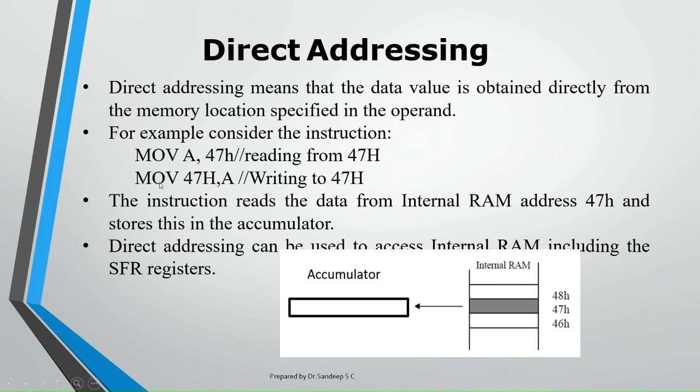Similarly, we can use an address as a destination also, that is to write to the memory location. Here the content of the accumulator is written to that memory location. In the first instruction, we are reading the value from the memory location. In the second instruction, we are writing the data to the memory location. Remember, both the operations are on the data memory. The MOV instruction works on the data memory. Okay, this is direct addressing mode.